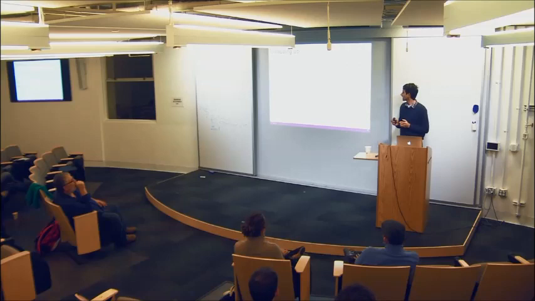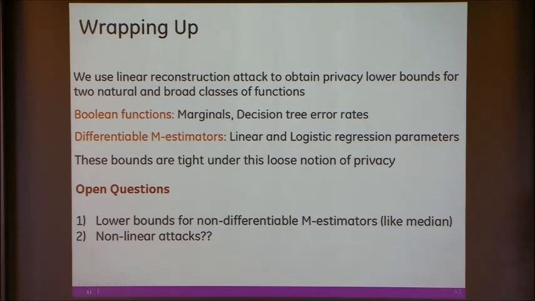A couple of open questions remain from this line of work. These lower bounds, at least the analysis, and this is a technical question, only seem to work for differentiable M estimators. So we don't know how to do that for non-differentiable M estimators, like median. But it's easy to extend these to, for example, ridge regression. If you have a regularization parameter in front of the linear regression, it's still possible, as long as the function is differentiable. If the loss function is not differentiable, we don't know how to do it.